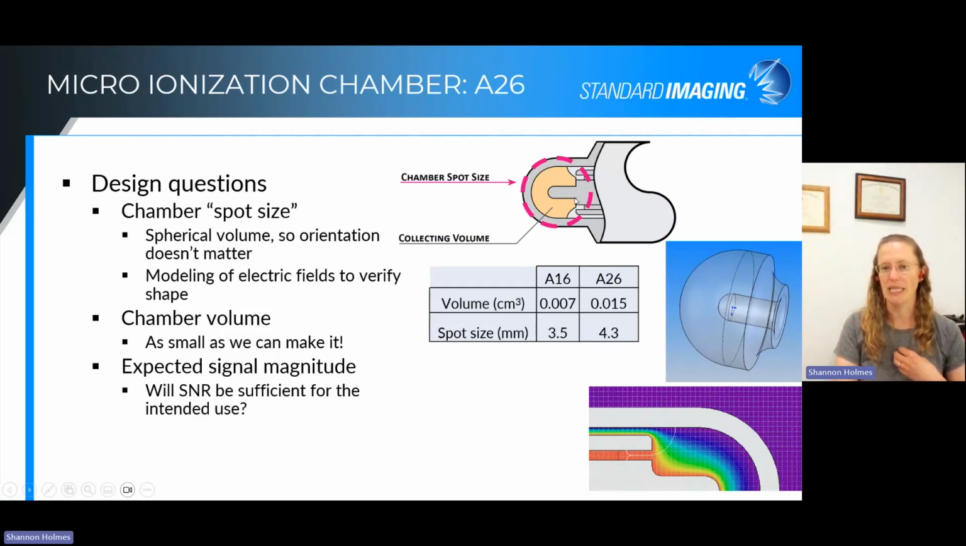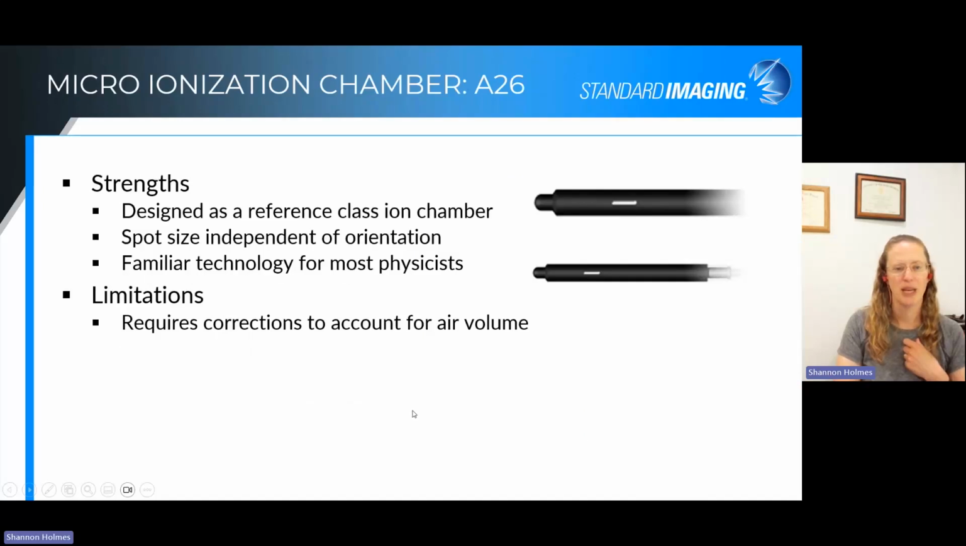Where with the A26, our volume is twice the size, so you actually get twice the signal, which again helps your signal to noise ratio without compromising very much at all on the spot size. So we were definitely considering signal to noise ratio in some of those design discussions as well.